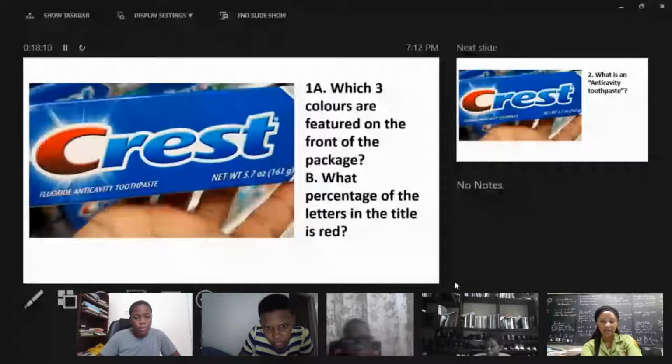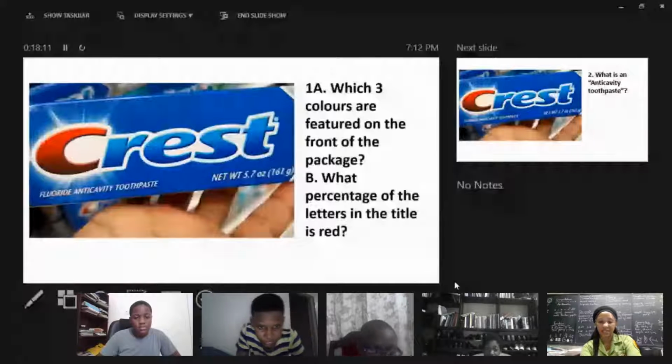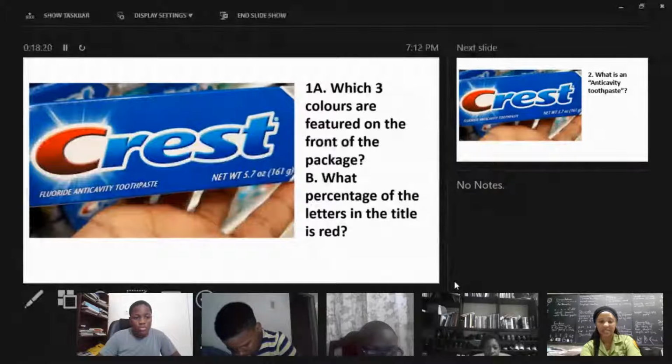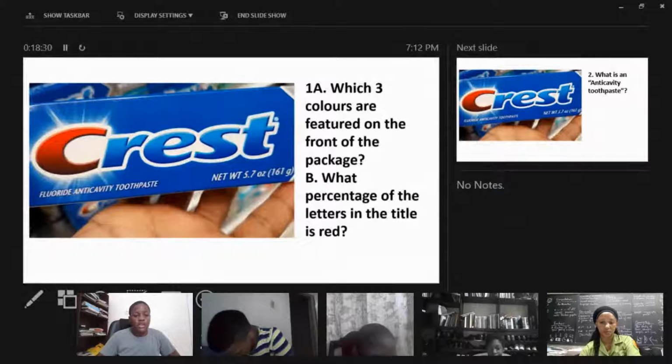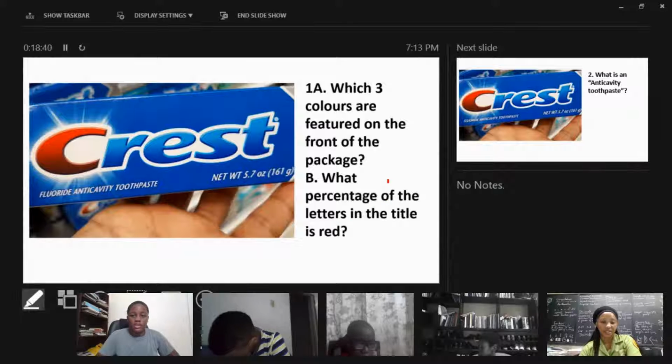And part B, what percentage of the letters in the title is red? Miss, 20%. All right, so how did you get 20%, Jer? Miss, because there are 5 letters and only one of them is red, so it would be 1/5 times 100, and 5 can go into 100 20 times, so it would be 20%.